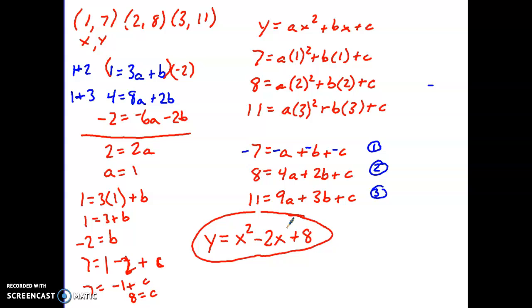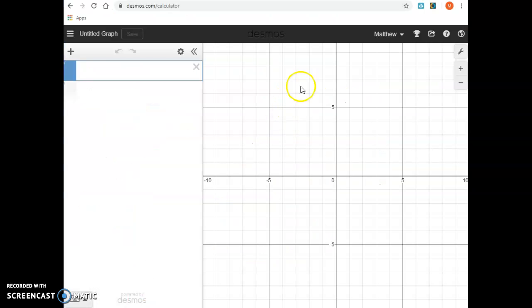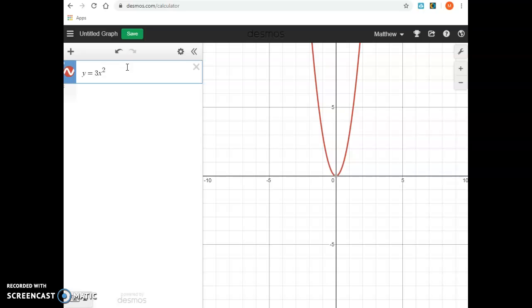And that is the equation of the parabola that goes through those 3 points. Now, you may want to come up with some problems on your own to try. So what you could do is you could go to a graphing calculator or a site like Desmos and type in an equation. For example, y equals 3x squared minus x plus 7.